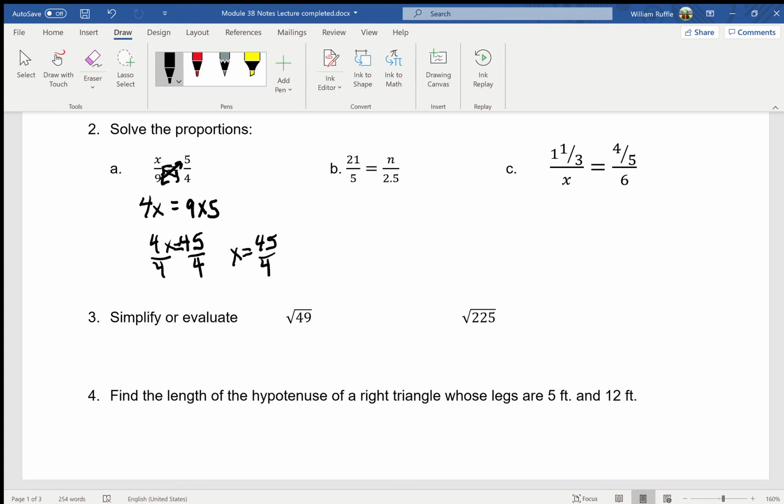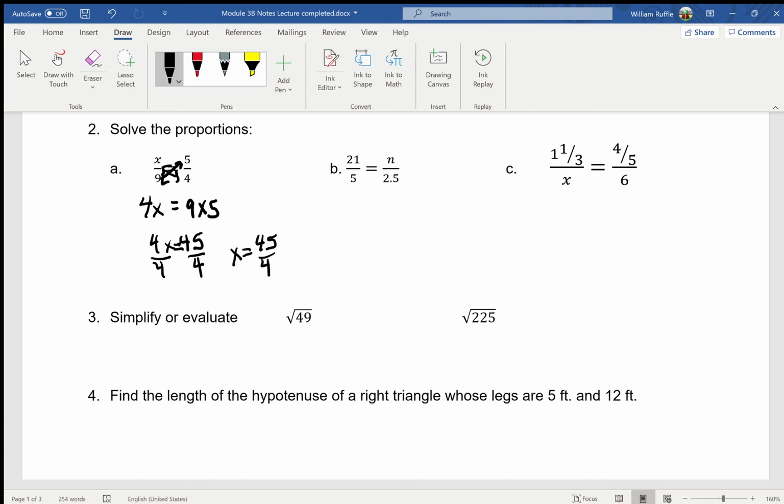Now it depends on what the question is asking for. Most of the times the improper fraction is fine. If it says a mixed number, then yes, we have to change it to a mixed number, and your calculator should be able to do both of those things.